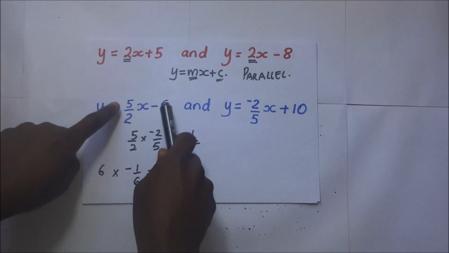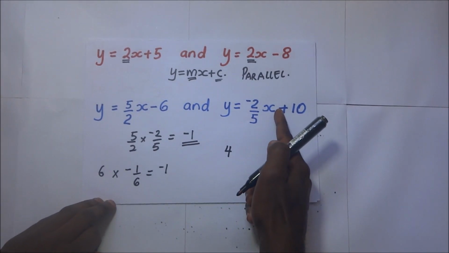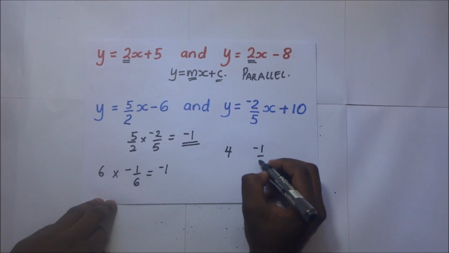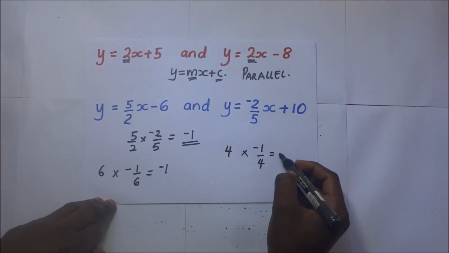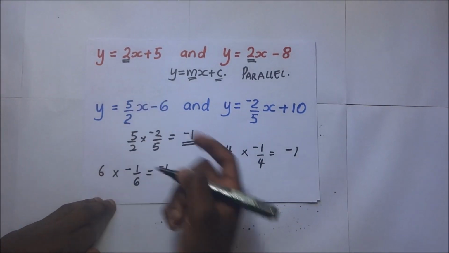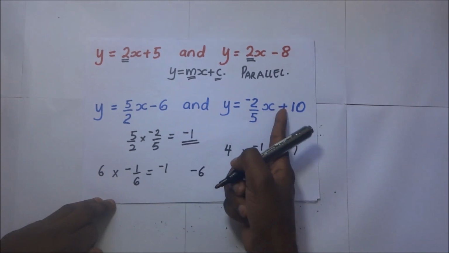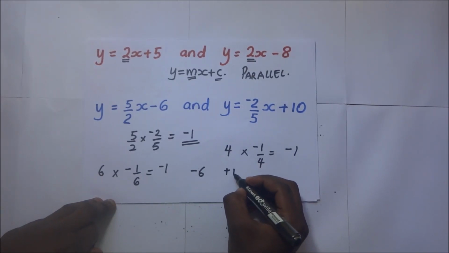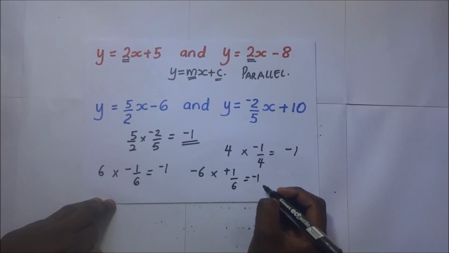Why? Because 6 times negative 1 over 6 gives us negative 1. If the gradient of this line was 4, the gradient of this line will definitely be the negative reciprocal of this one, so it's going to become negative 1 over 4. Why the negative reciprocal? Because when you multiply these two gradients, they should give us negative 1. If the gradient of this line was negative 6, the gradient of the other line will be the reverse of this reciprocal, so it will be positive 1 over 6. Because when you multiply those two, it's supposed to give us negative 1.